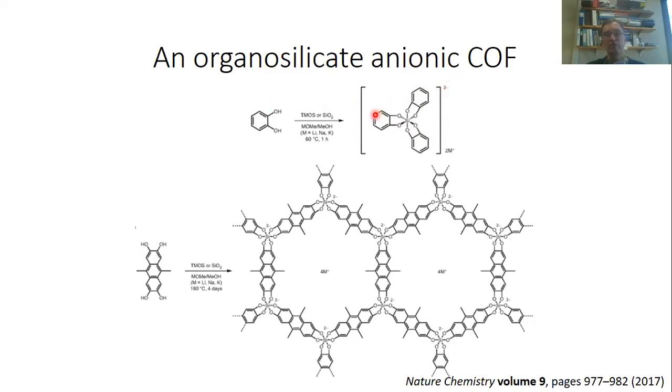We can make this molecular anion in a pretty simple fashion using a silica precursor, for example, tetramethoxysilane, or also silicon dioxide, in the presence of a base, for instance, sodium methoxide and a solvent like methanol. So we can extend this kind of chemistry again to make covalent organic frameworks. So instead of a simple catecholate or catechol ligand, which is monotopic, we can use a ditopic linker, and then you're forming a two-dimensional covalent organic framework of this kind here under similar conditions.